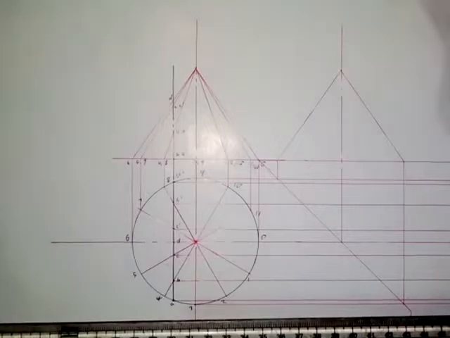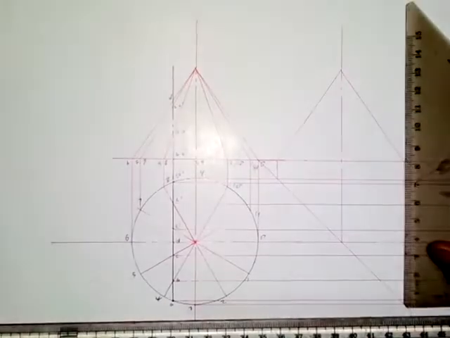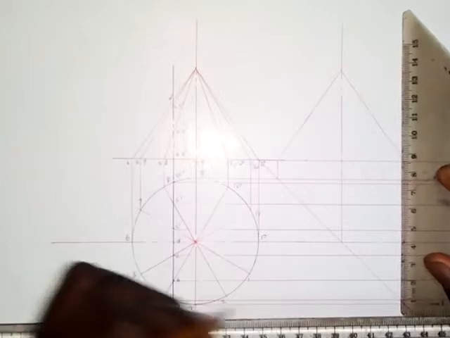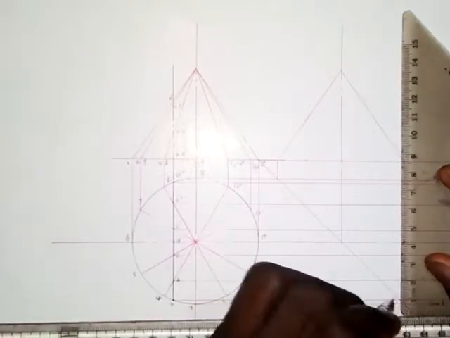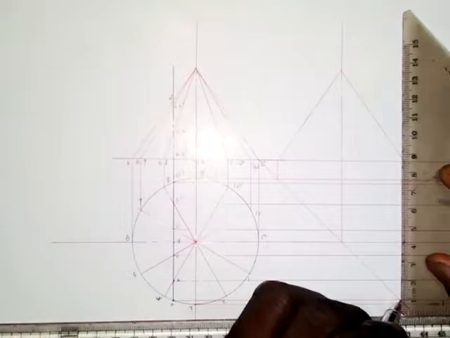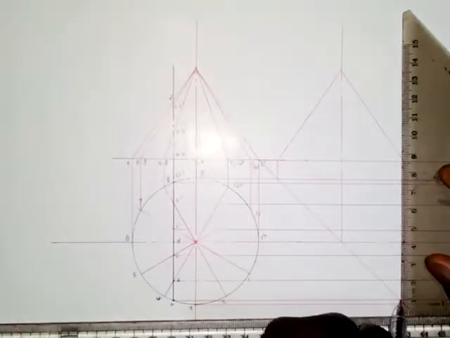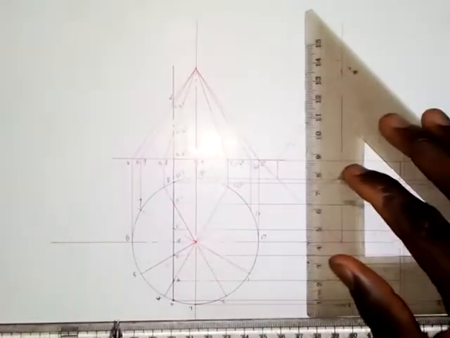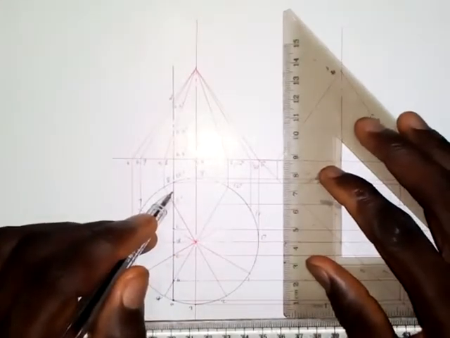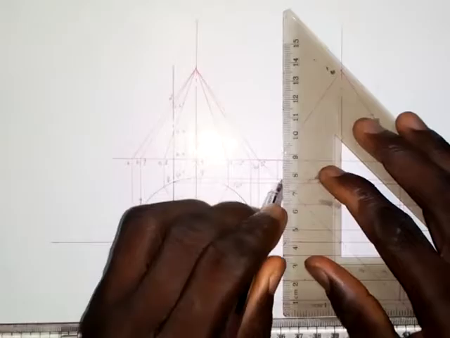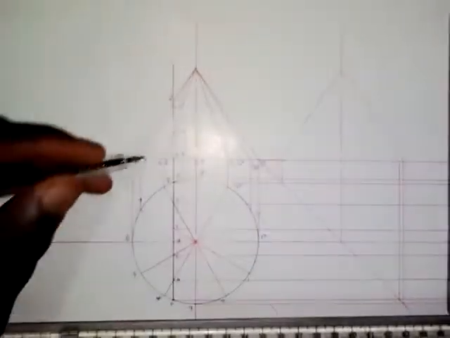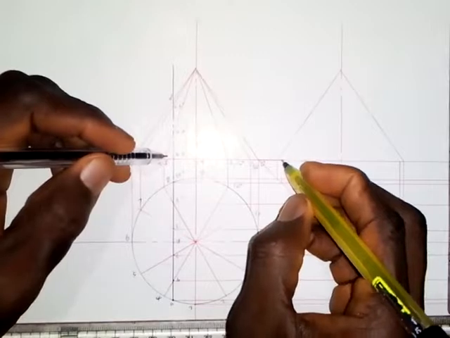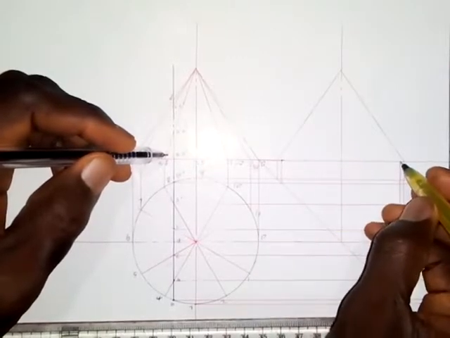The next thing I'm going to do is draw a vertical line from point A here, following this horizontal line that comes out from A, touching this point at the base of the cone. Then from A prime also I will do the same thing, so draw a vertical line from here. So this is point A prime and this is point A.